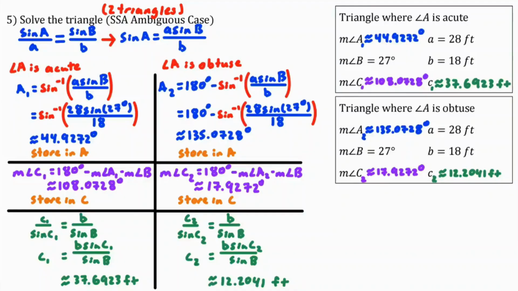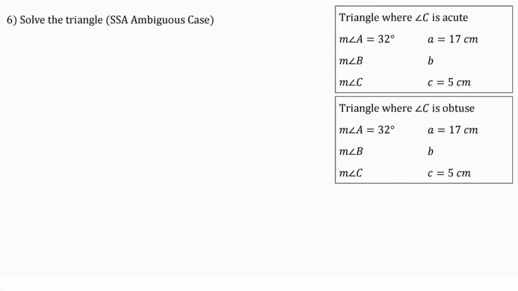Notice if you look side by side, the process for both problems to solve for angle C and side C is pretty much exactly the same. You just have different variables. Just don't mix up your A's and C's between subscript A sub 1, C sub 1 versus A sub 2, C sub 2. Here's problem 6, another side-side-angle case.